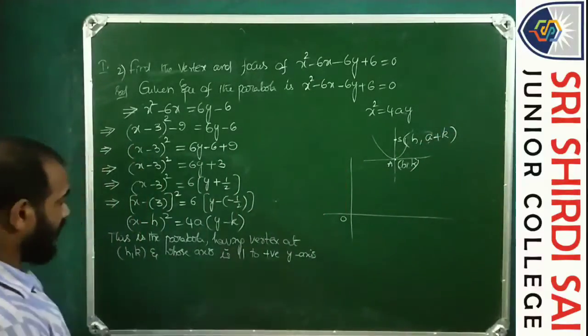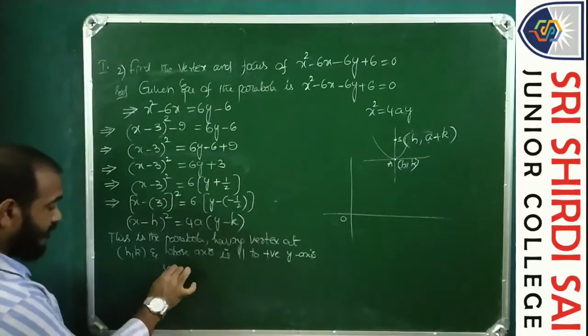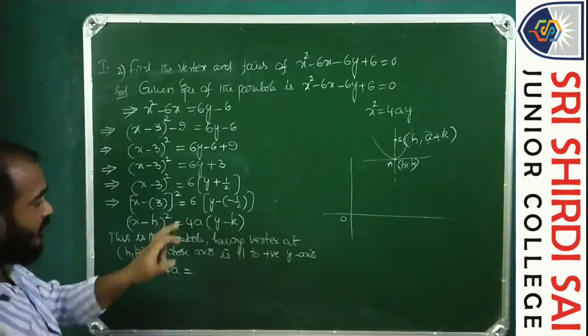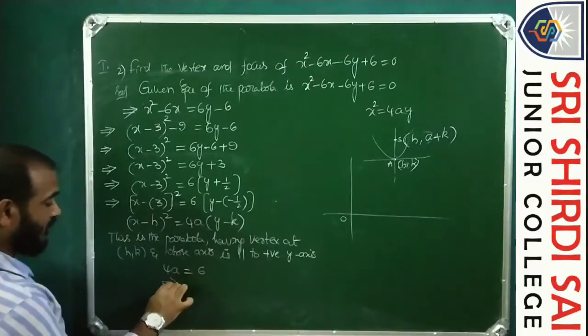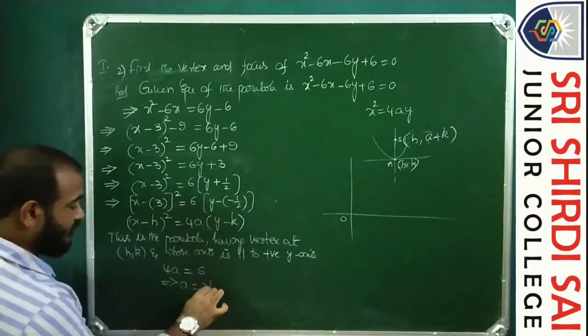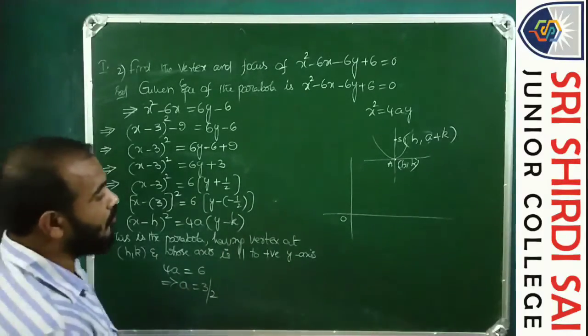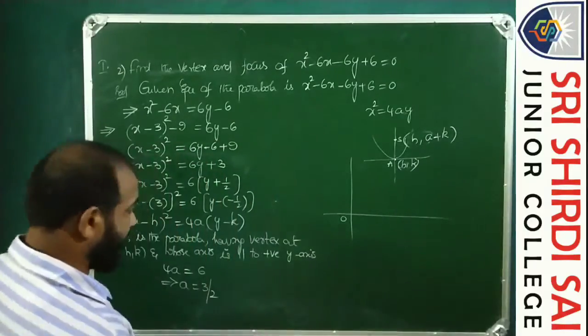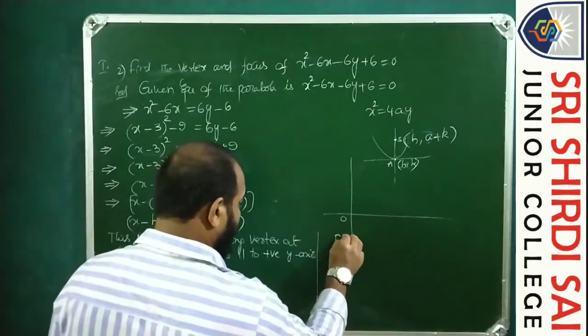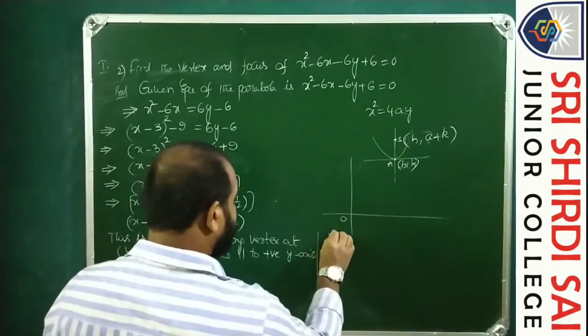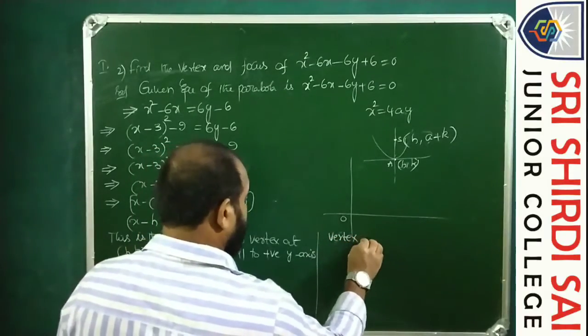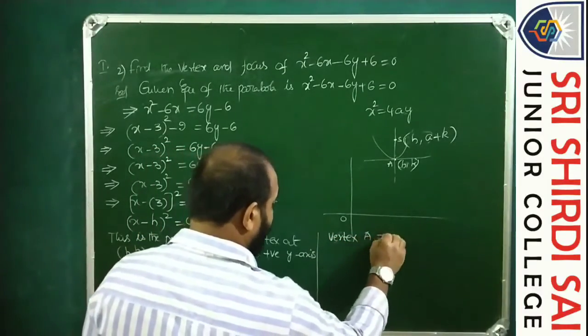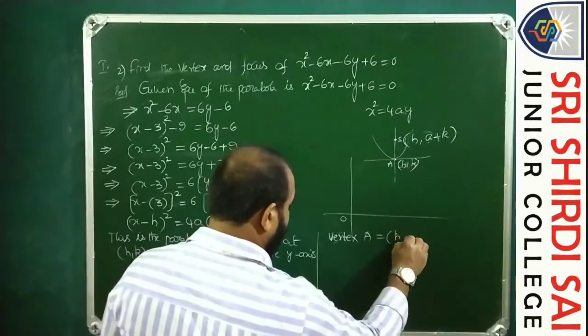Okay. Now what is here? 4a equals 6. From this, what is a? 6 by 4, which is 3 by 2. Therefore now what is the focus? First, the vertex is (h, k).